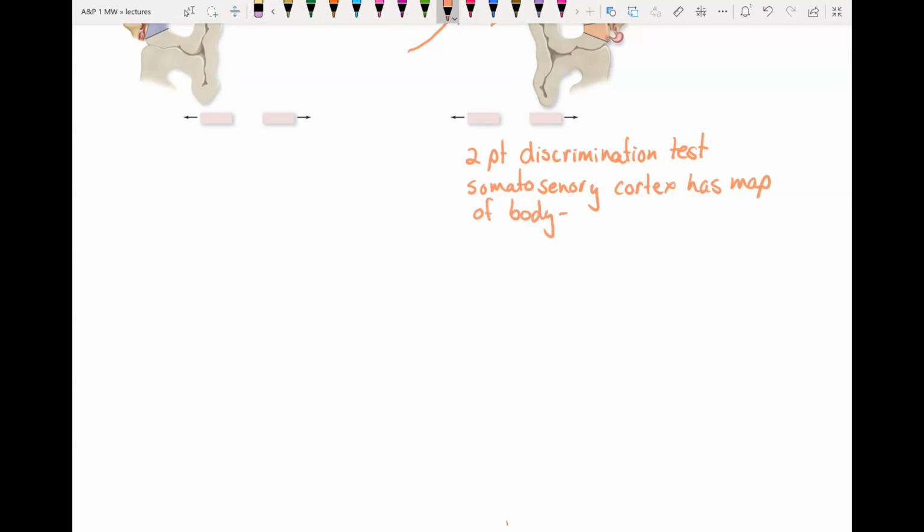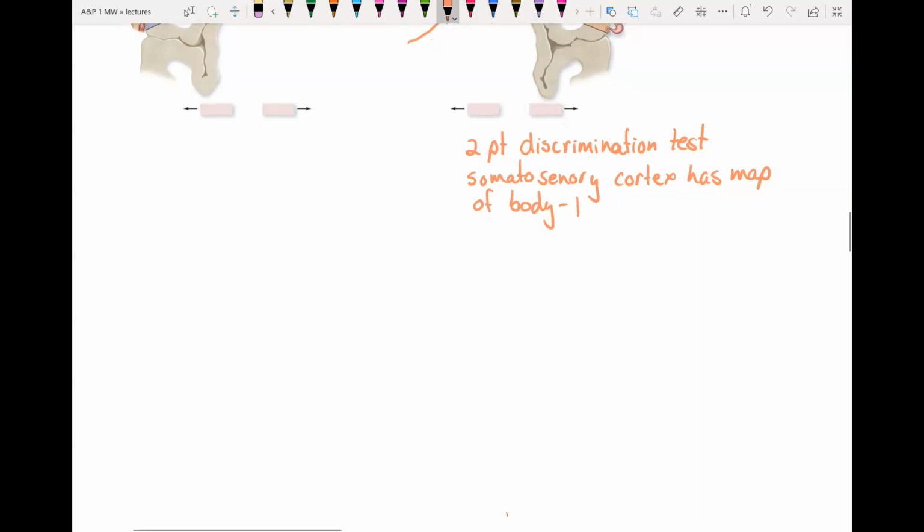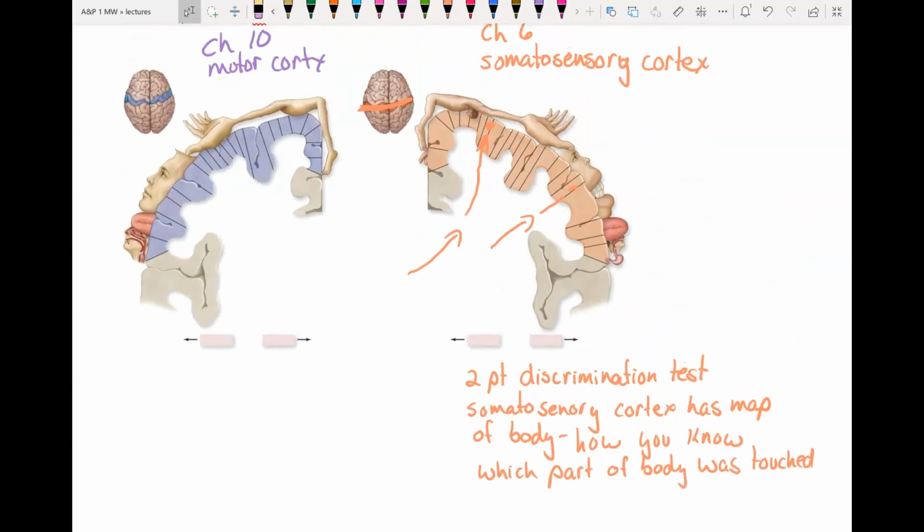And this is how you know which part of your body was touched. For example, if your brain gets a signal right here, it knows that your thumb was touched. If your brain gets a signal right here, it knows that your knee was touched. So this map is how you know which part of the body sent the signal.